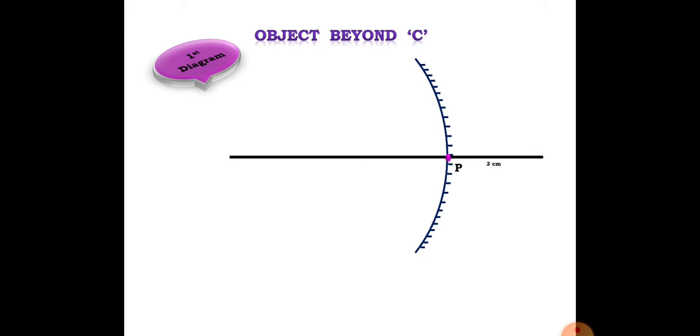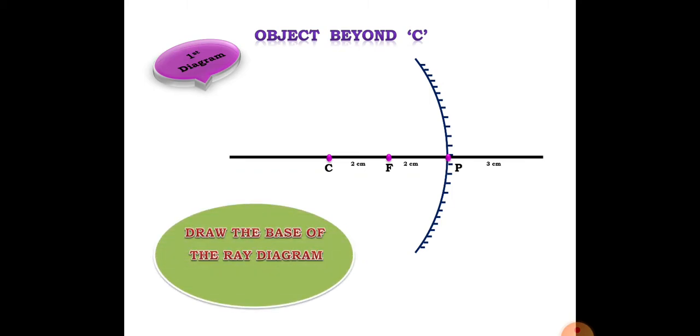Now you have to draw a concave mirror. You know how to draw the concave mirror by keeping the protractor on P, as I have shown you in an earlier image. This is the pole. You draw the concave mirror in this way. After that, keeping a distance of 2 centimeter, you have to draw 2 points. One is F, that is the focus, and the second is the center of curvature, that is C. I hope you understood this.